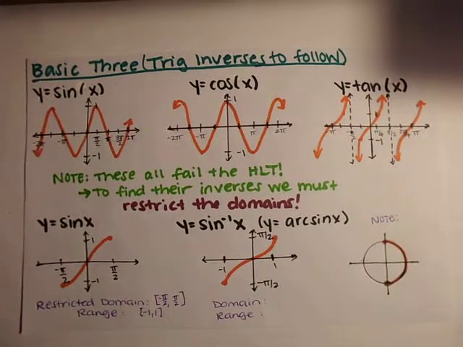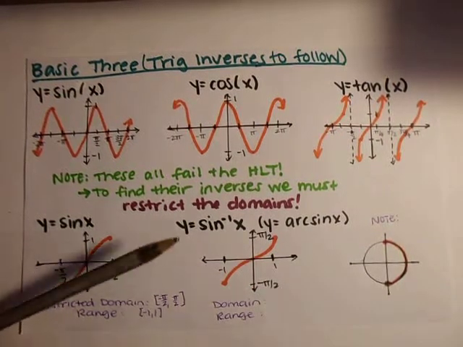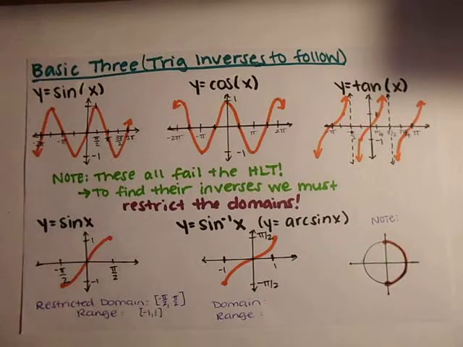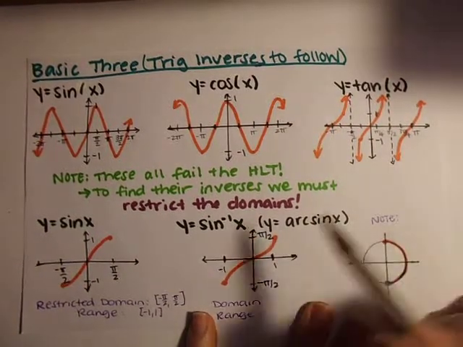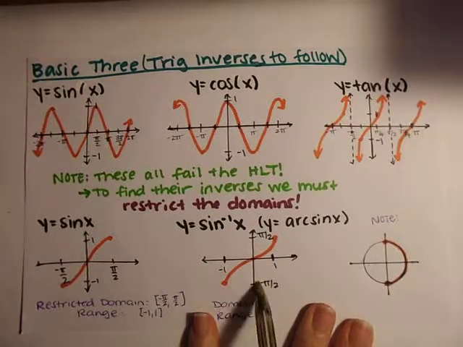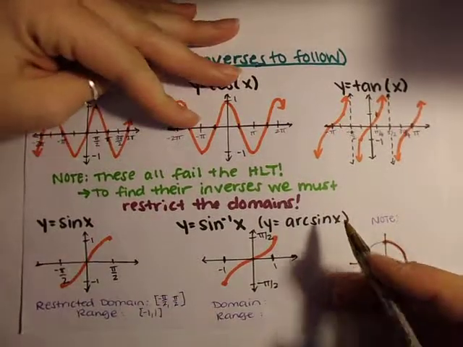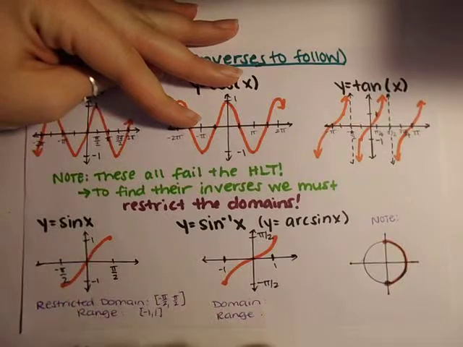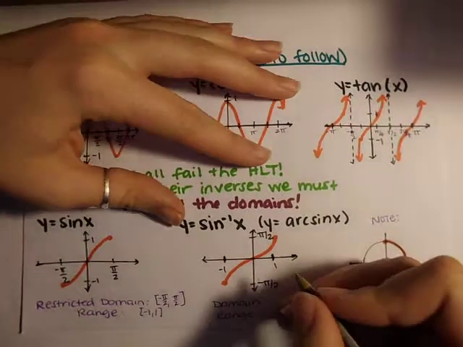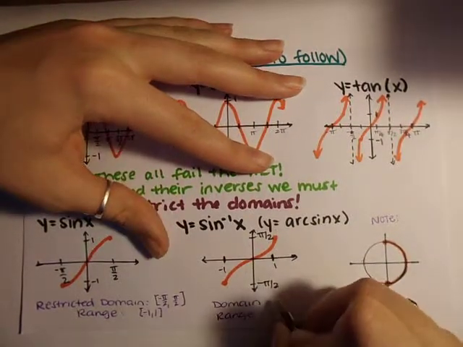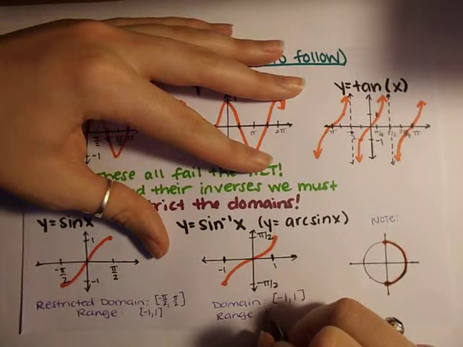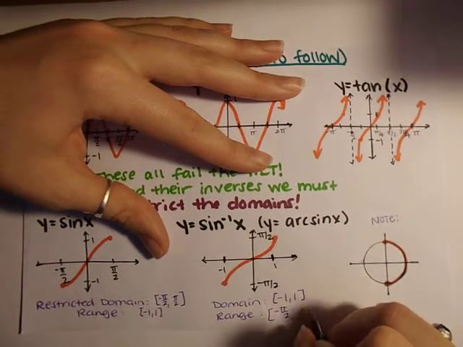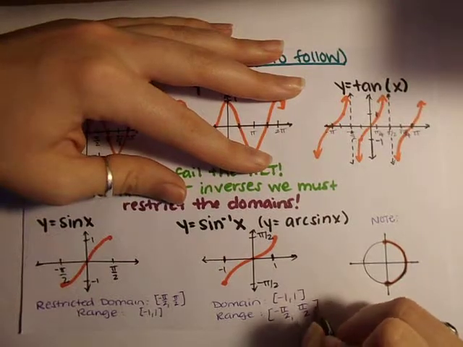So to find its inverse, we have to reflect it over the line y equals x. Okay, so this is what it looks like when it's reflected. Notice the domain and the range will switch. So our x-axis now has the values of the y-axis, and the y-axis now has the values of the x-axis. So our domain is negative 1 to 1, and our range is negative pi over 2 to pi over 2.